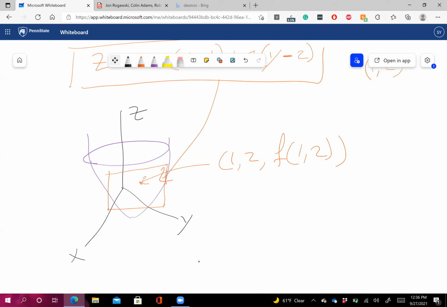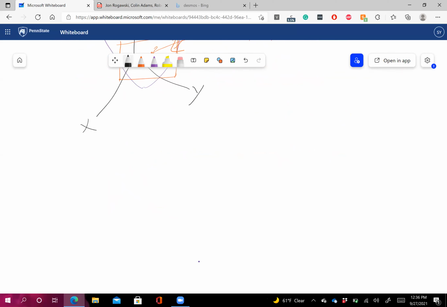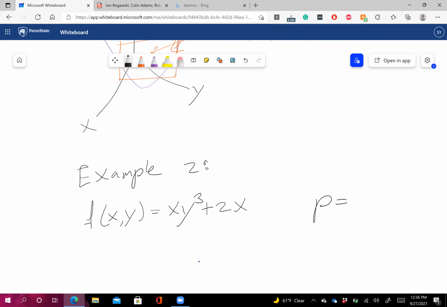Let's do another example. So if we have f of (x, y) is equal to x y cubed plus 2x, find the tangent plane at the point P is equal to (2, -2). So please take, let's say, 5 minutes and do this problem.